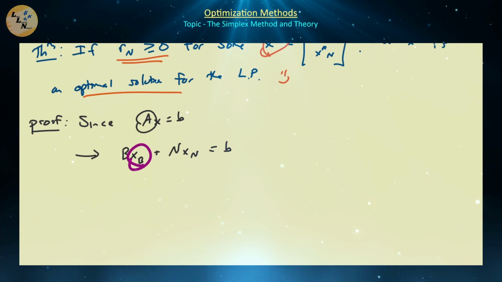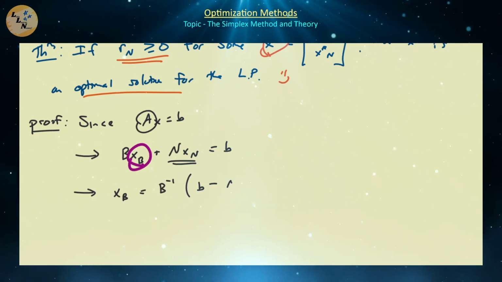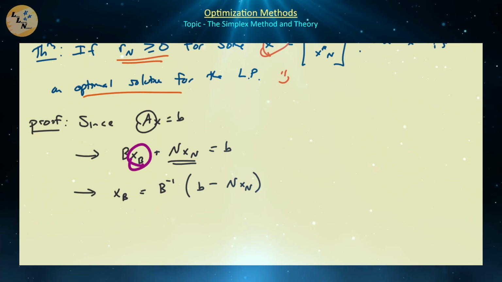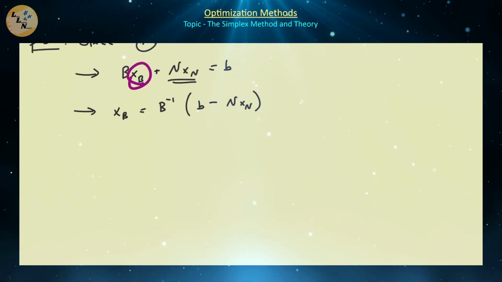What we can do is solve this equation for xB by first subtracting NxN, and since B is our basis matrix, the inverse of B is going to exist. So we can write xB to be equal to the inverse of B times little b minus NxN. And you should be able to verify that the dimensions of that matrix are also matching.